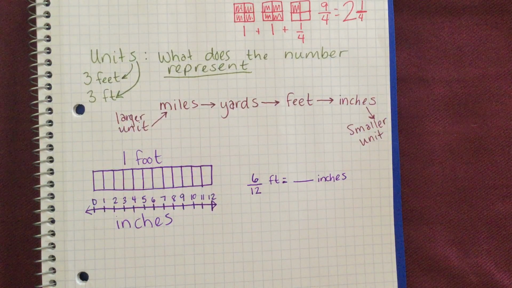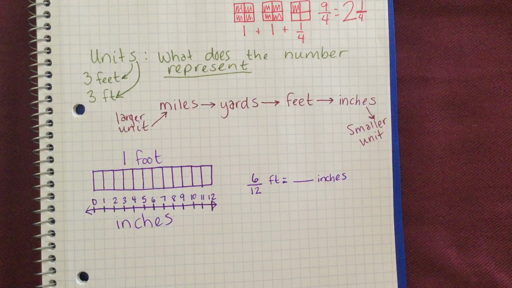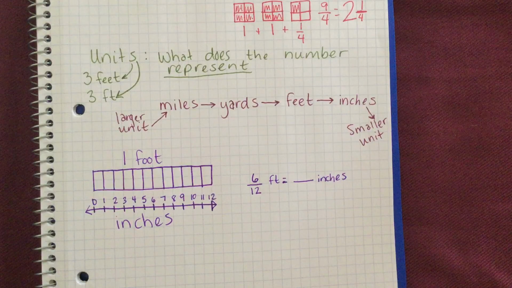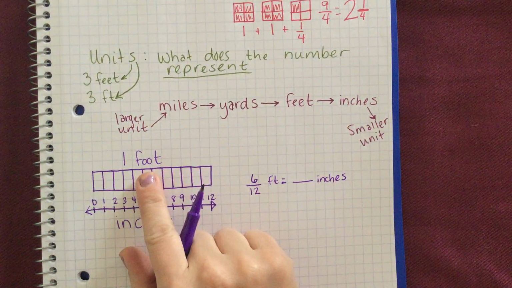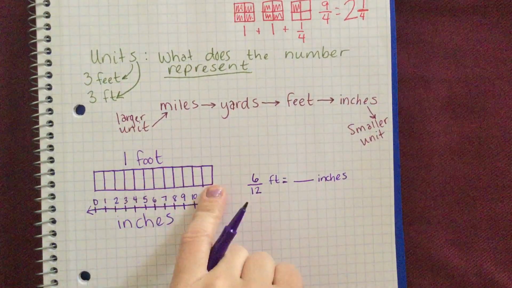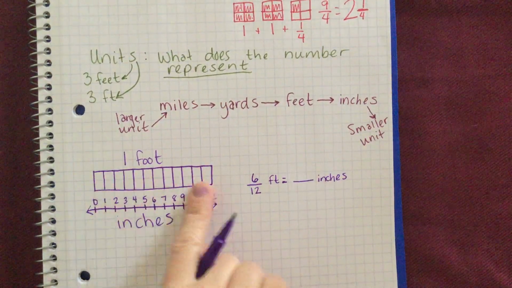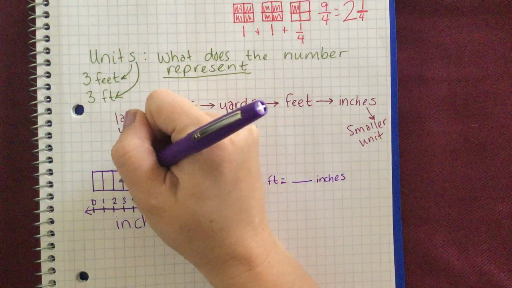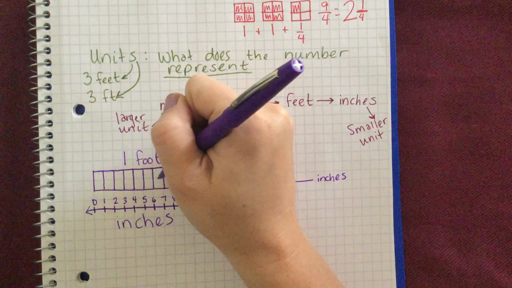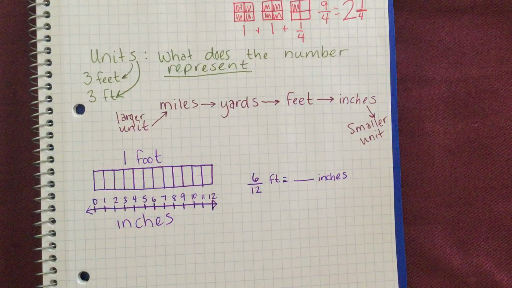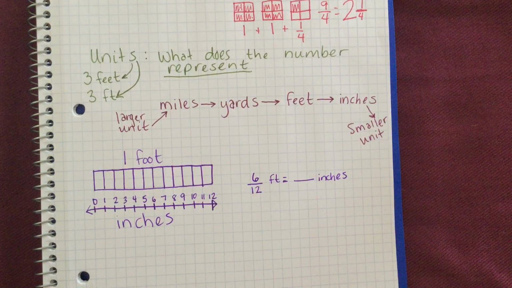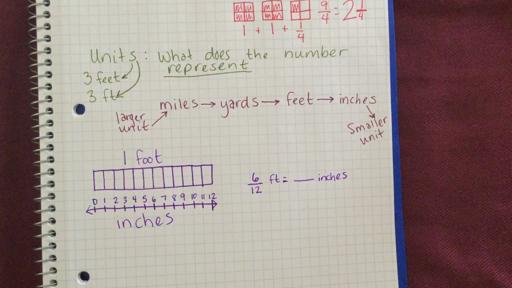6/12 of a foot is how many inches? Well, let's refer back to our tape diagram. This is our foot broken into inches. 1, 2, 3, 4, 5, 6, 7, 8, 9, 10, 11, 12 inches are in 1 foot. So 6 of those inches would be 6/12 of a foot.